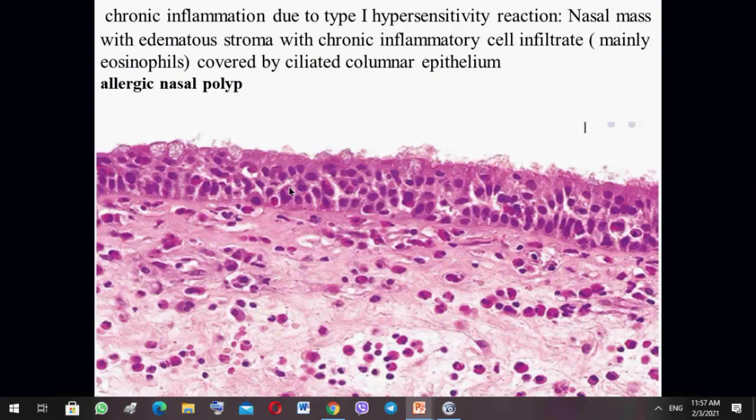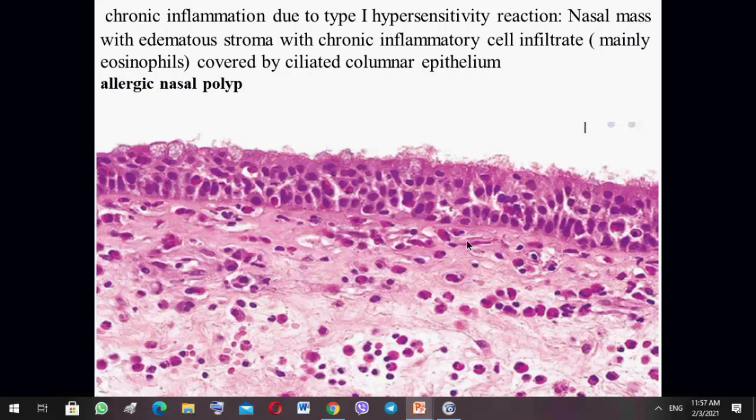In this slide, you can see a nasal polyp, and this nasal polyp is infiltrated by chronic inflammatory cells. There are plasma cells here, we have lymphocytes there, and also we have abundant eosinophils. As you can see, these are cells with eosinophilic cytoplasm. These represent the eosinophils, and these eosinophils are very abundant in allergic or type 1 hypersensitivity reaction.